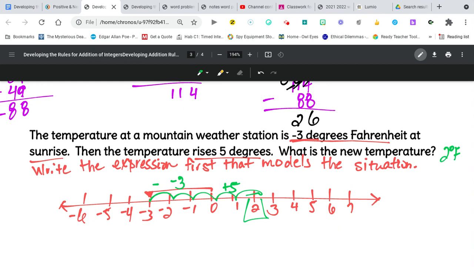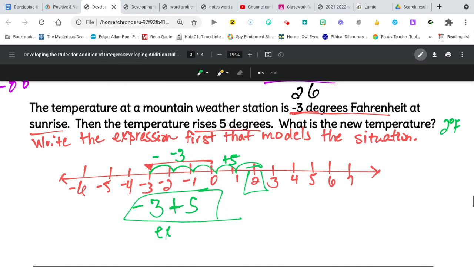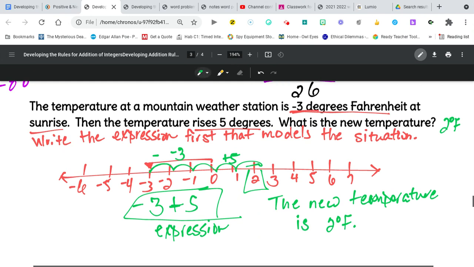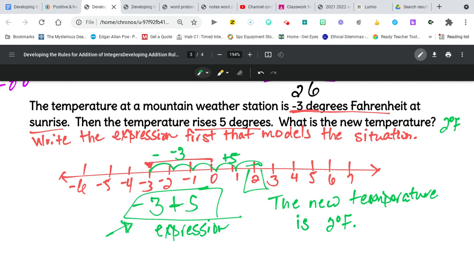But the expression would have been -3, which is where I know I started at 0 but went to -3, plus 5. So plus positive. That's the expression. And I'm going to write the new temperature is 2 degrees Fahrenheit. And that's all. But my main thing is, can we write this, guys?